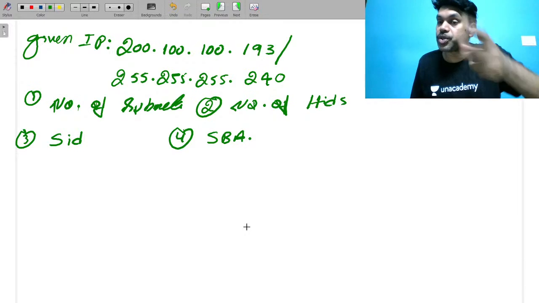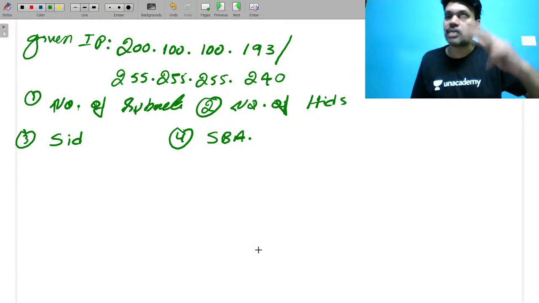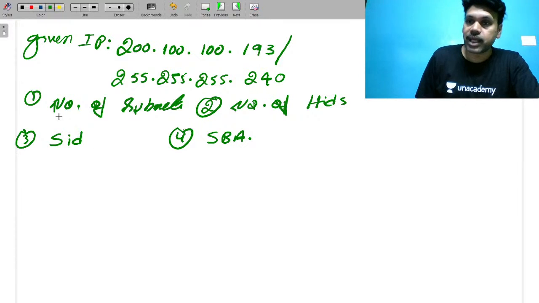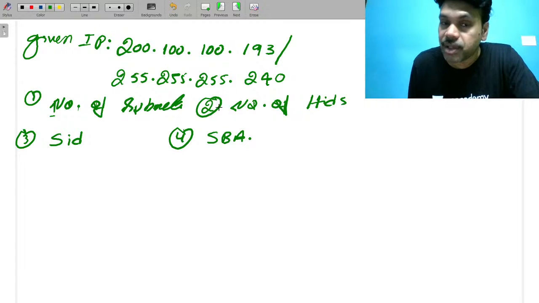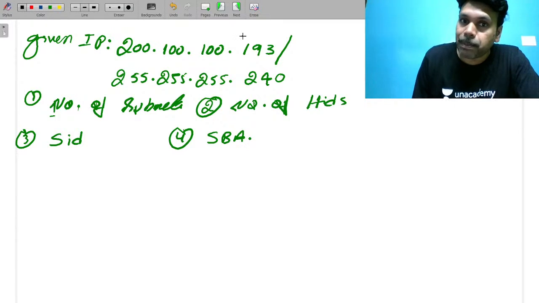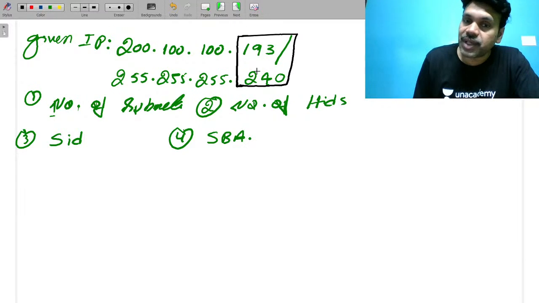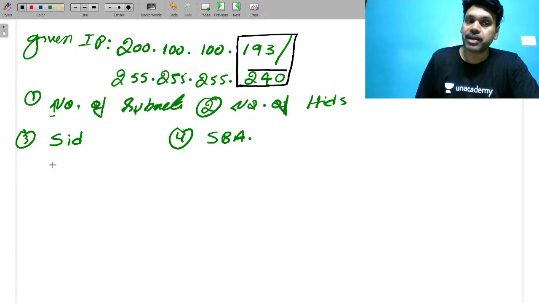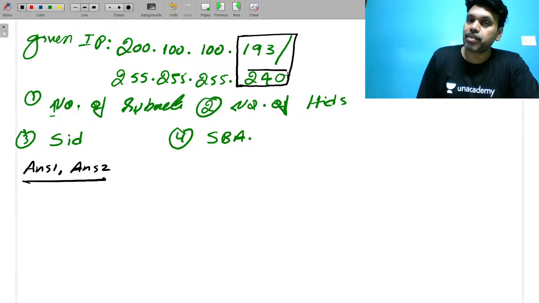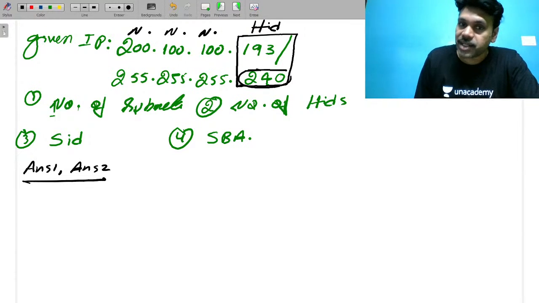Let us do model 2 and model 3. Whichever model you feel comfortable with, you use it, no doubt. You get the same answer. First question, number of subnets and number of HIDs you want. You need to write the HID part of your mask into binary. First two questions you will get just by writing a mask into binary. This is your HID and the remaining is NID because this is a class C network. So write this into binary.